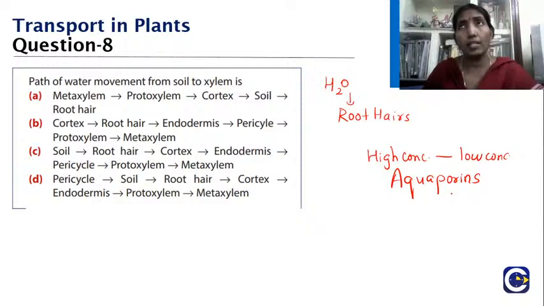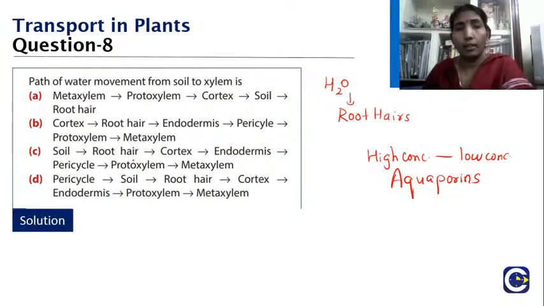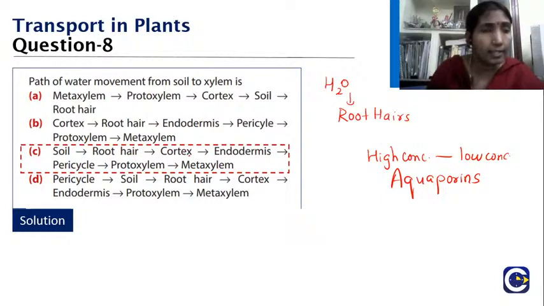So the root hairs are going to absorb it from the soil. So how would the movement be? It should be soil, the root hair, then it goes to the cortex. Yes students, you are all right. Then we have the endodermis, then the pericycle, the protoxylem, the metaxylem. So this is how the minerals and water, the solutes, are taken up into the xylem. Okay, so this is the movement.